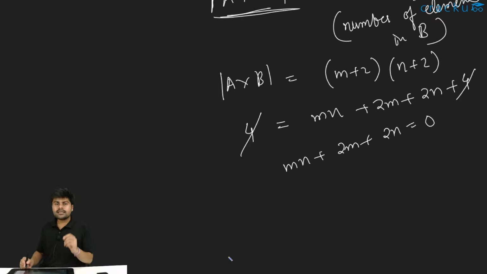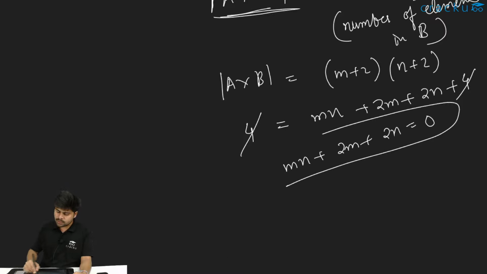Now we understand that m and n are the number of extra elements in each of these sets. This means m and n can be whole numbers. They cannot be negative numbers. They cannot be decimal numbers. They have to be whole numbers.